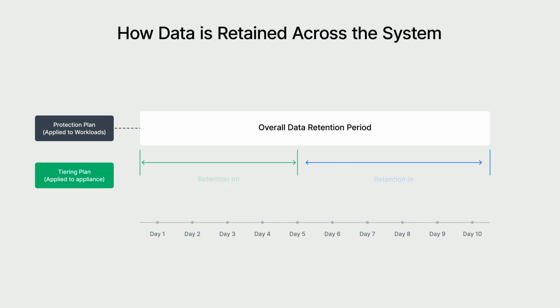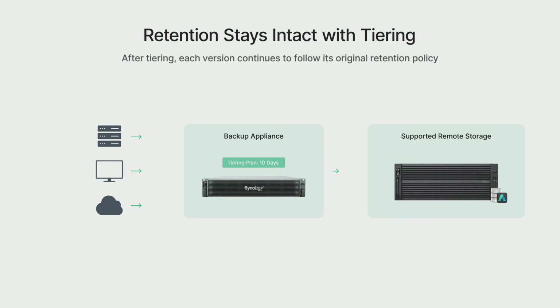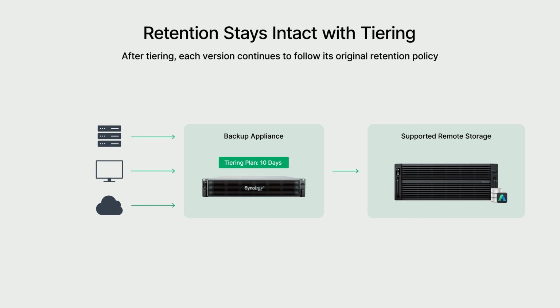The tiering plan focuses on storage. It controls how long data stays on the local appliance, such as 5 days, before it's moved to remote storage. Whether the data is stored on the local appliance or in remote storage, immutable protection remains in effect. In short, tiering plans don't impact workload settings.